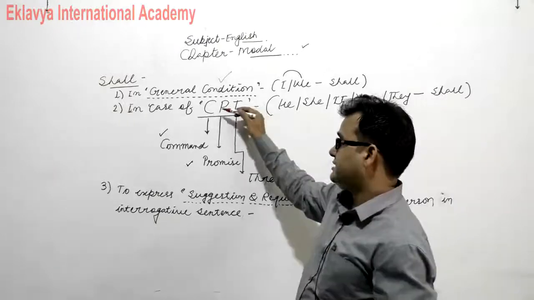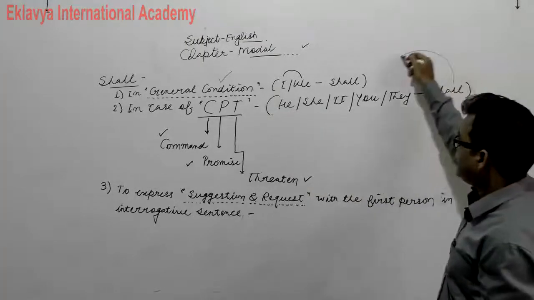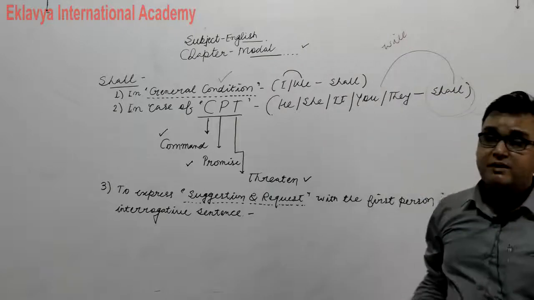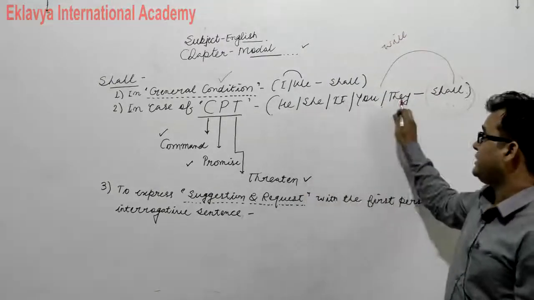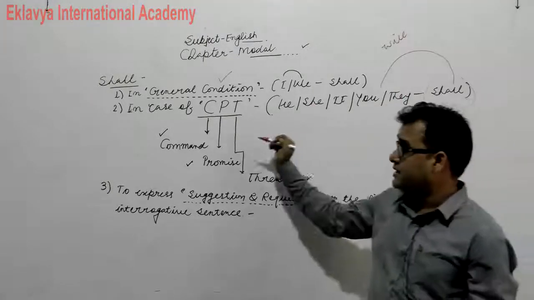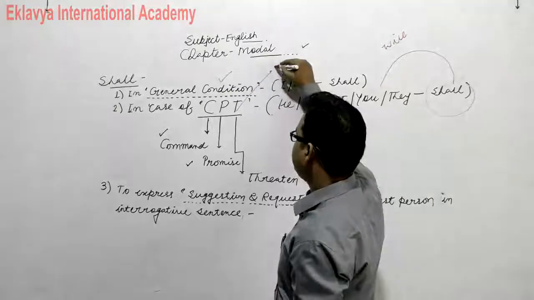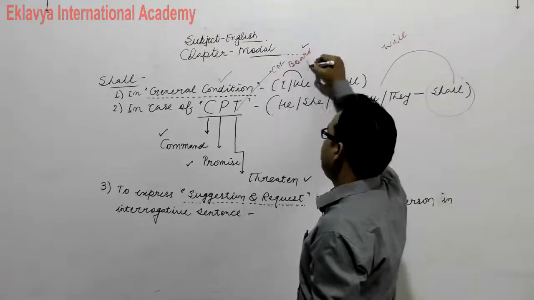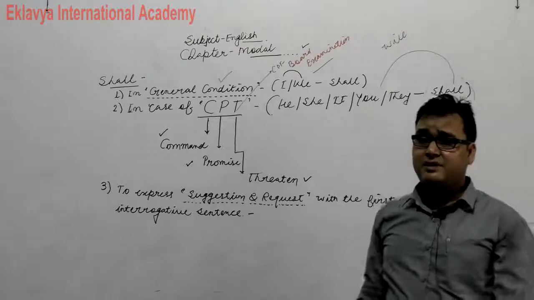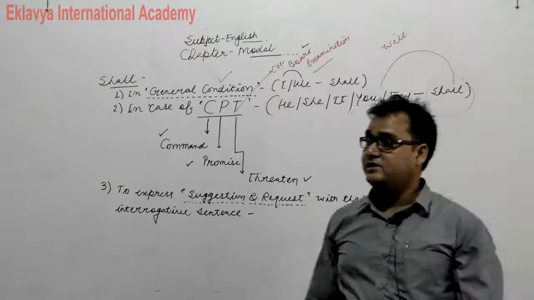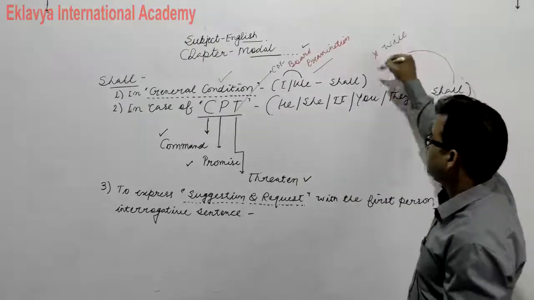In case of CPT, C stands for command, P stands for promise, and T stands for threaten. We use shall where we basically use will. Don't forget that. In tense, when I taught you the same chapter, with he, she, it, you and they I used will, but in case of CPT in the shall model the case will be just opposite. The same thing is asked about CPT in the board examination. If there is a case of command, promise, and threaten, then we use the shall model where otherwise we would use will. But don't forget that will is not used here in case of CPT at all.